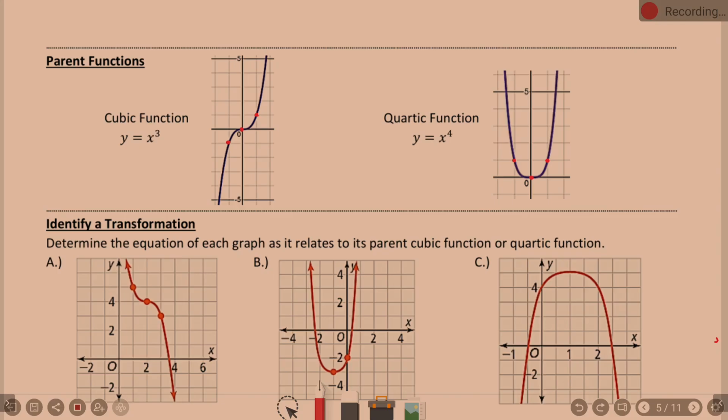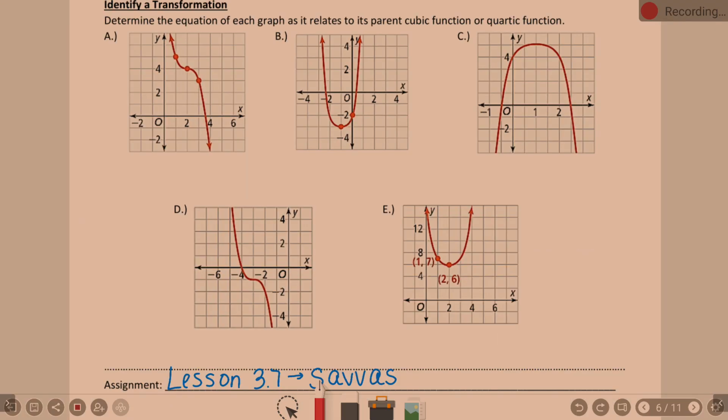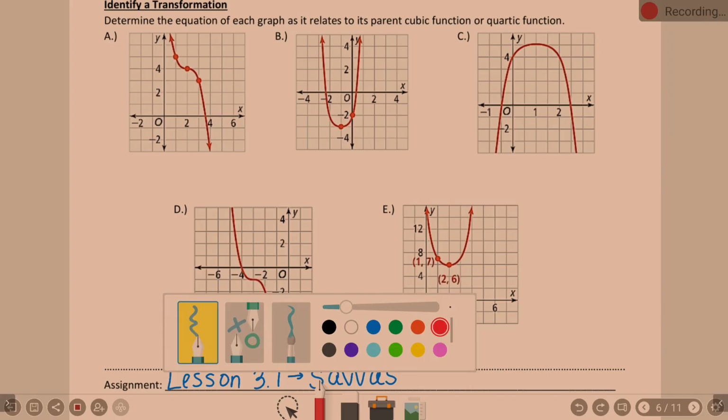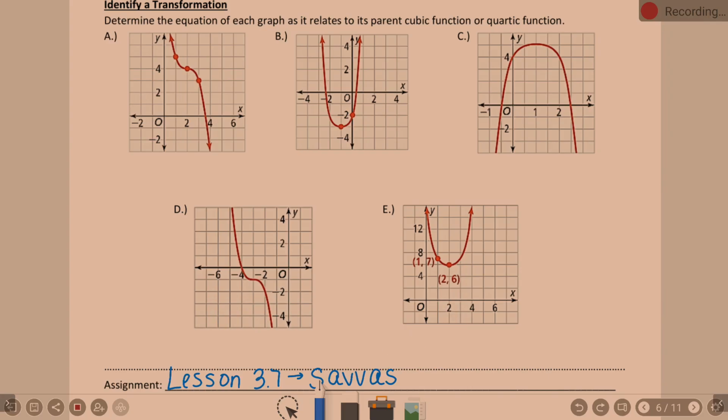Okay? Now, with the knowledge of those graphs, what we're going to do is we're going to take a graph and we're going to try and write an equation for it. Okay? So determine the equation of each graph as it relates to its parent cubic function or quartic function.